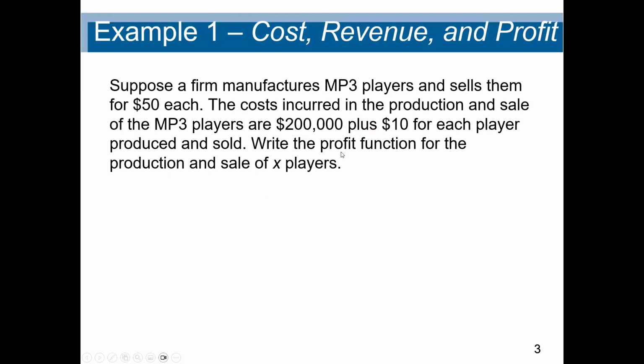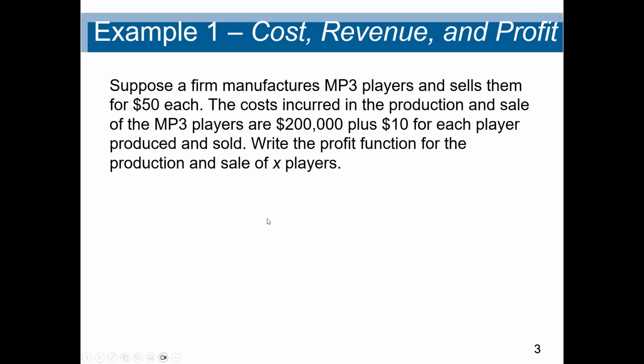So we know the profit function will give us the difference between the revenue function and the total cost function. Since the company sells each MP3 player for $50, the revenue will be 50. Let's say X represents the number of MP3s sold. So revenue will be 50X. That will be the revenue function.